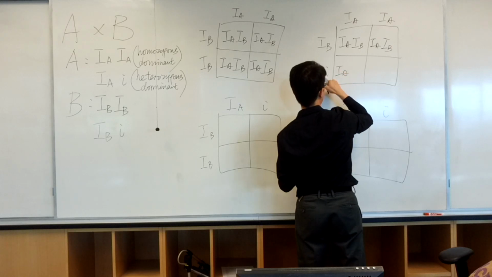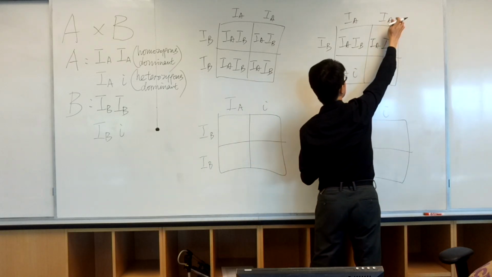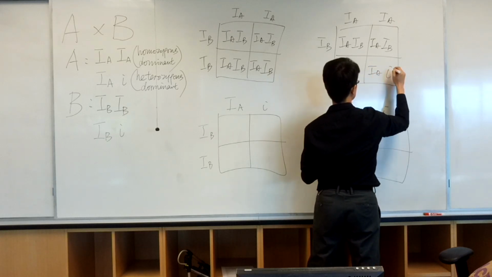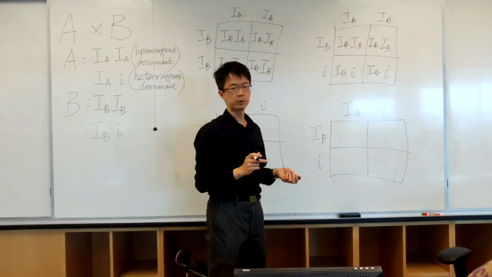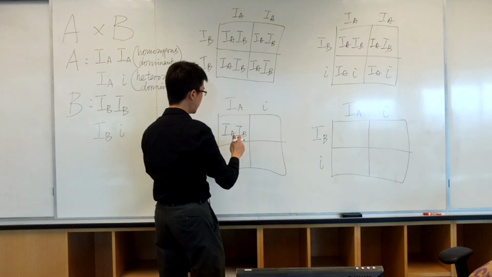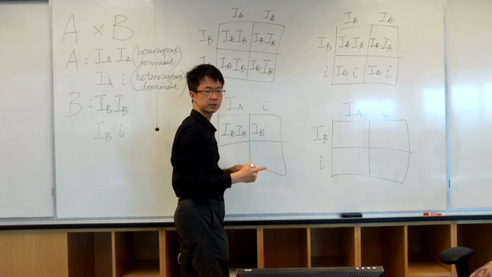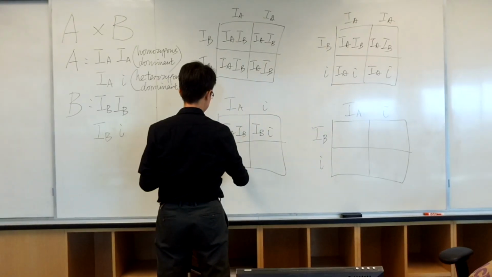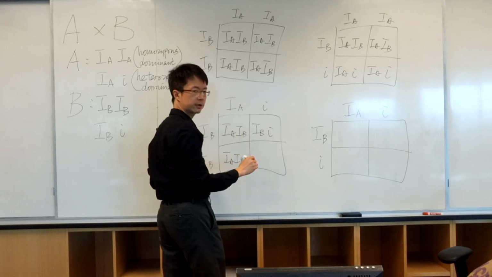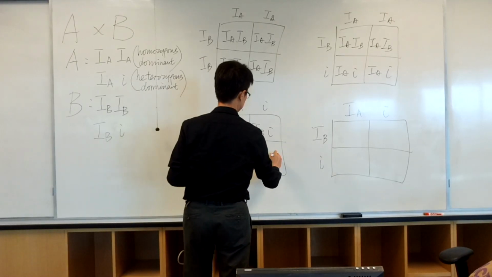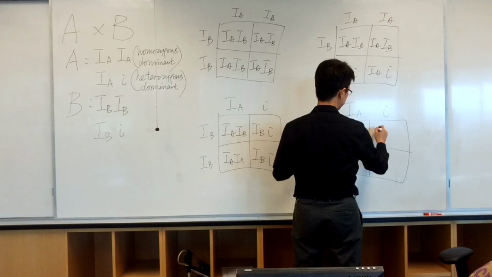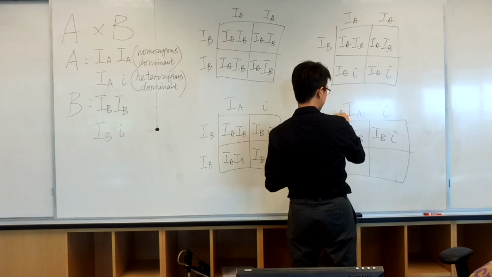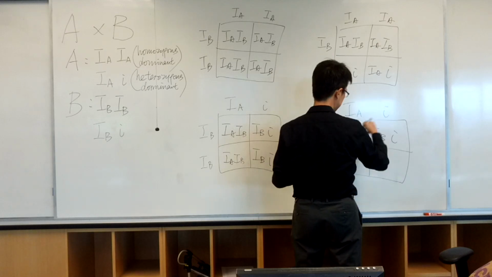IA, small i. IA, small i. Similarly in here, IA, IB. In here, the tradition is that we put the dominant allele first. So we put the IB first, and then the recessive allele, small i, follows. IB small i. Similar, IB first and then small i. Here, IB first. IA first. And then two small i.